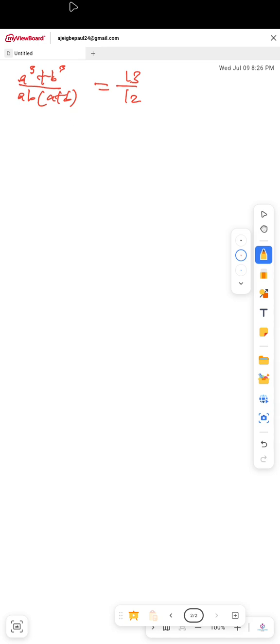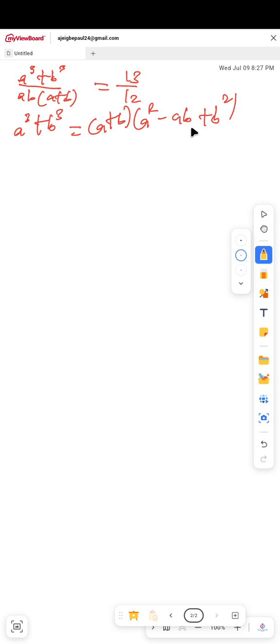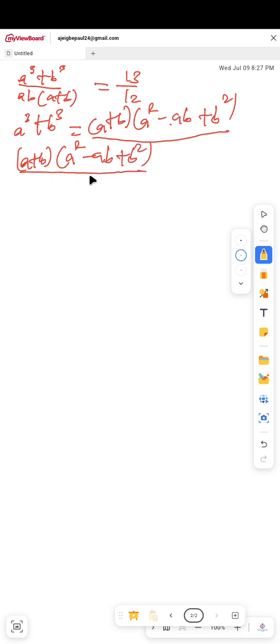Now, we know from our algebraic identity that a raised to the power of 3 plus b raised to the power of 3 is equal to a plus b multiplied by a squared minus ab plus b squared. So we can write a cubed plus b cubed as a plus b multiplied by a squared minus ab plus b squared, everything over ab into bracket a plus b, is equal to 13 over 12.